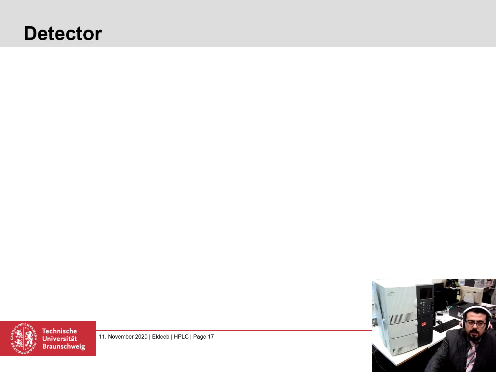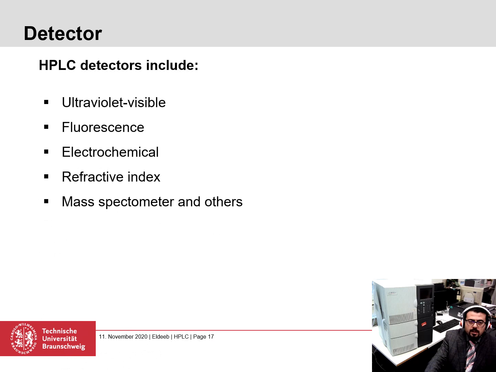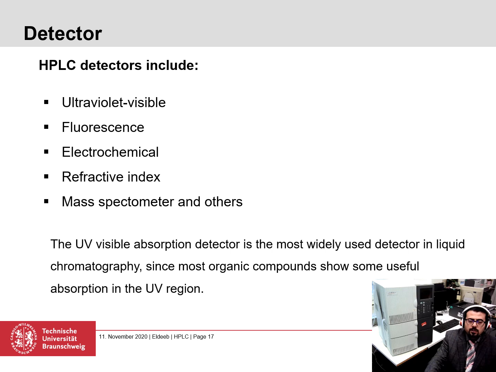Now about the detector. In fact, in HPLC, one can use several detectors to detect the separated compounds which elute out of the column. One can use, for example, ultraviolet visible detector or the related diode array detector, fluorescence detector, electrochemical detector, refractive index detector, or mass spectrometer detector. In fact, UV visible detector or the related diode array DAD detector are the most commonly used detectors in HPLC, because most organic compounds show some useful absorption in the UV region.